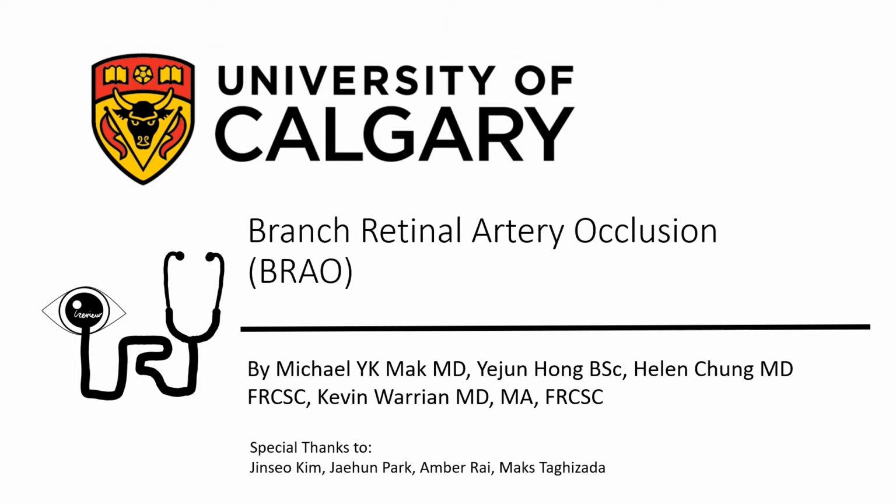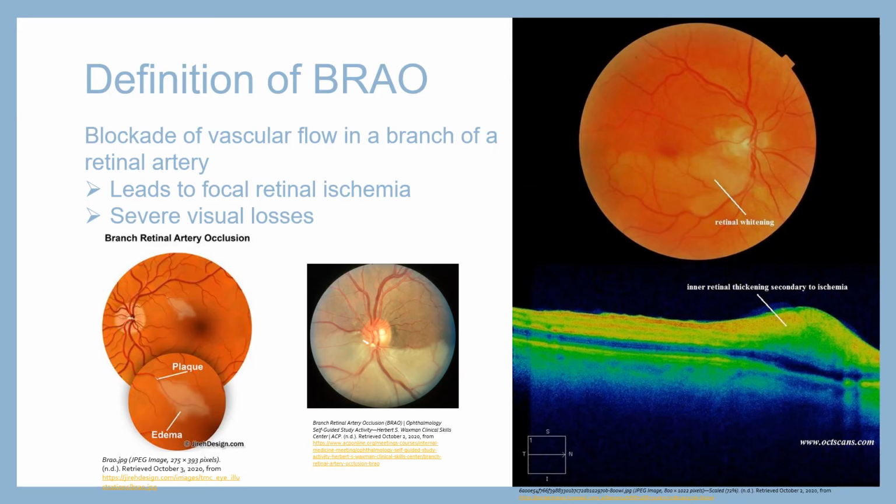Our team will present to you today about branch retinal artery occlusion as a link between ophthalmology and cardiology. Branch retinal artery occlusion, or BRAO, is a blockade of vascular flow in one or more branches of a retinal artery. This leads to focal retinal ischemia and usually results in severe visual loss.